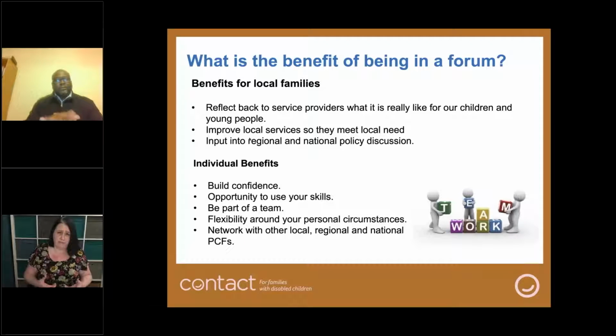So if you are nervous about getting involved in a forum, try to remember that experience and to see that actually there's nothing to be scared of. We're all parent carers and we're here as a team to work together and to support you and to help you.